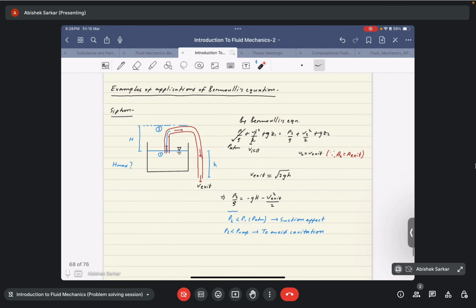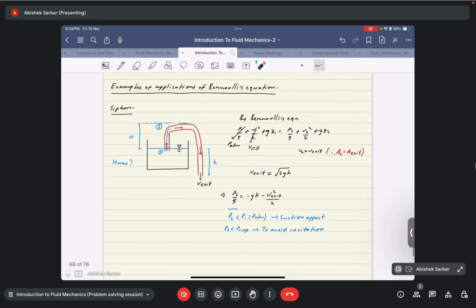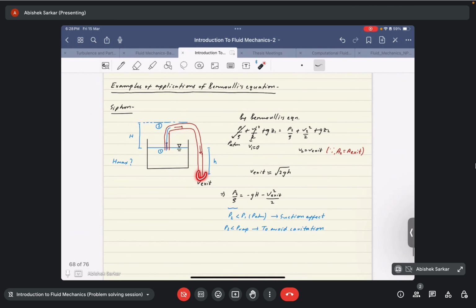Okay, then we look into a second example, and it's one of the very crucial applications of Bernoulli's equation, or the principle of Bernoulli's equation in our day-to-day life. That is basically the principle of siphon. If we want to drain this fluid using a pipe raised to a certain height, that is, the highest point of the pipe being above the surface of the liquid, and the point through which the fluid exits is below the free surface of the fluid, then essentially the liquid can be drained out of the tank using the principle of Bernoulli's equation.